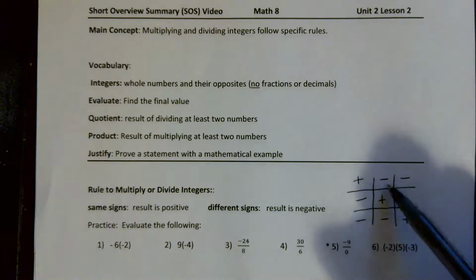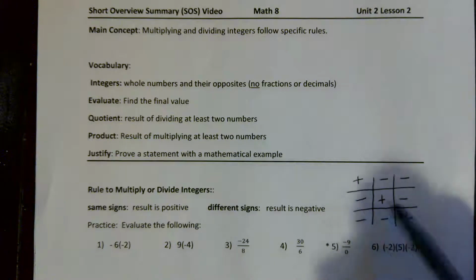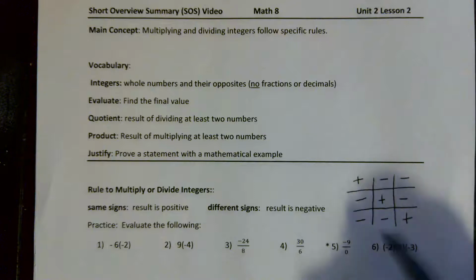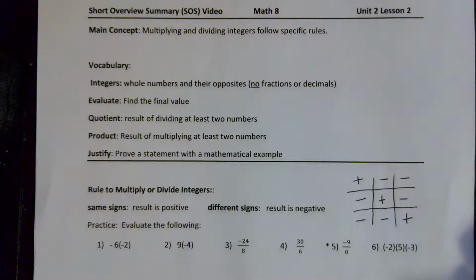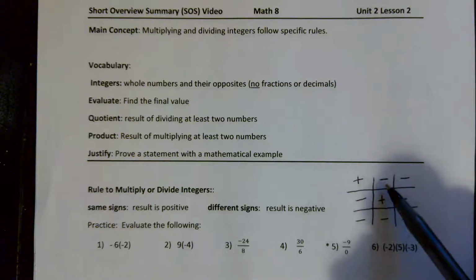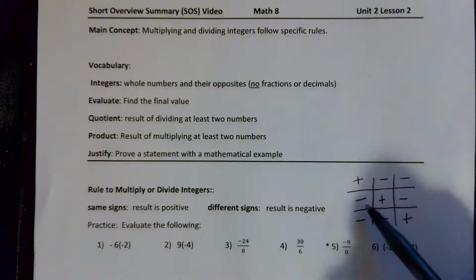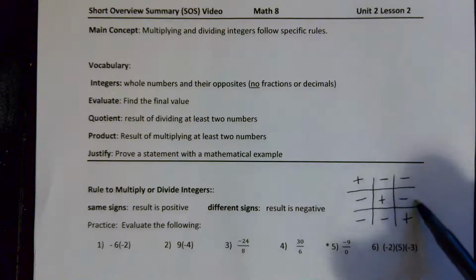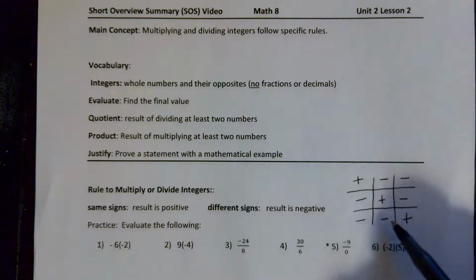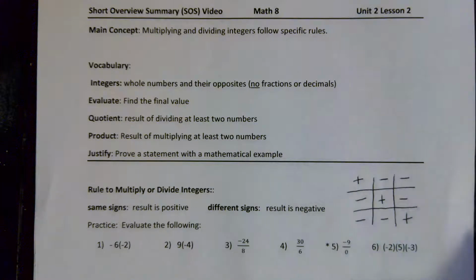A positive times a negative is a negative, a negative times a positive is a negative, and a negative times a negative is a positive. How about when we divide? It's the same thing. A positive divided by a negative is a negative, a negative divided by a positive is a negative, and a negative divided by a negative is a positive.